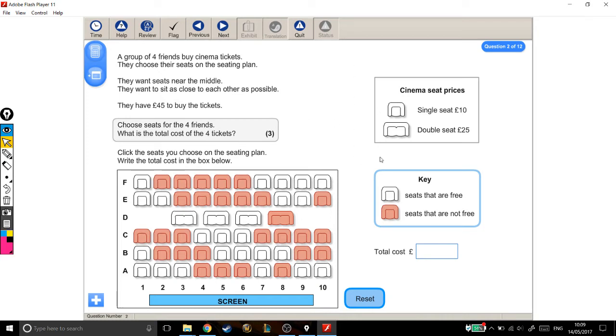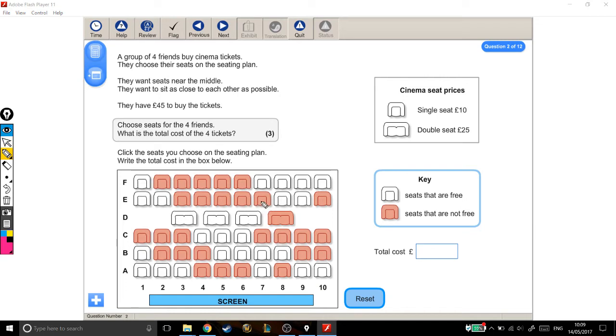And then we have this little key. We have this price list over here, and then we have the key which tells us which seats are available and which are not. And just to show you how it works, you can click seats to select them for the friends. Although the problem with this selection, this one I just chose at random, is that yes, the seats are pretty close to each other, so the friends are close to each other, but I've chosen some seats that are not available, and I wouldn't say they're particularly near the middle either.